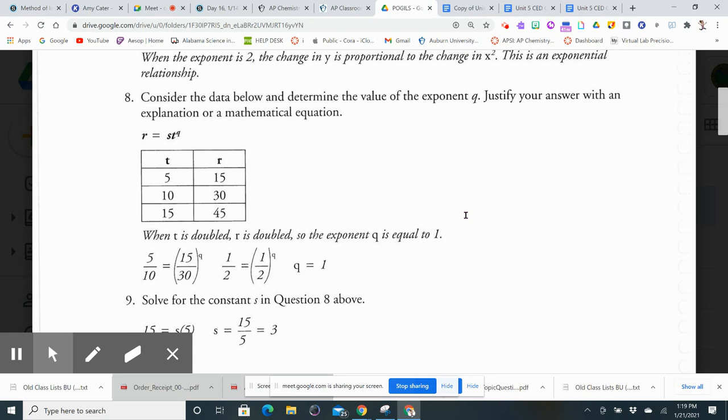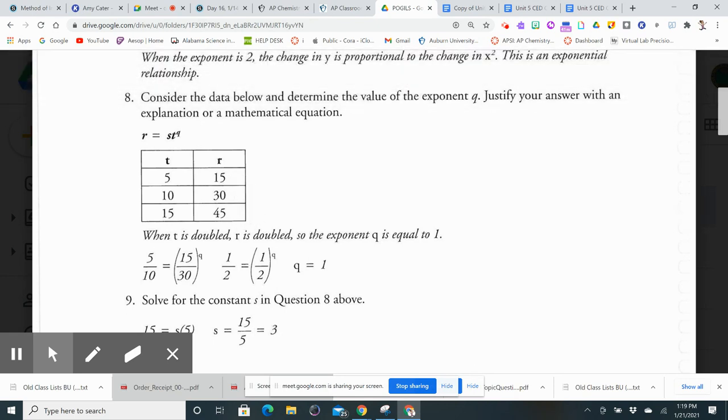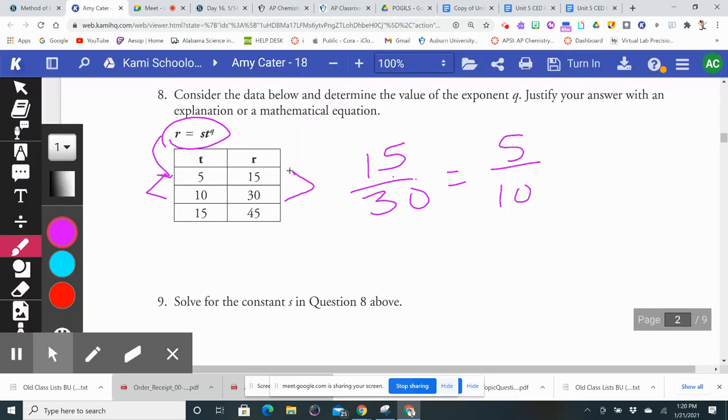So if the two things are the same, what does the exponent have to be? 1. Exactly. And all they did with this is they're just comparing these two equations. This equation goes for each one of these. So they're just making a proportion out of them and canceling out the S so they don't have to consider the S. Okay? So Q is going to be 1, which y'all figured out on your own.